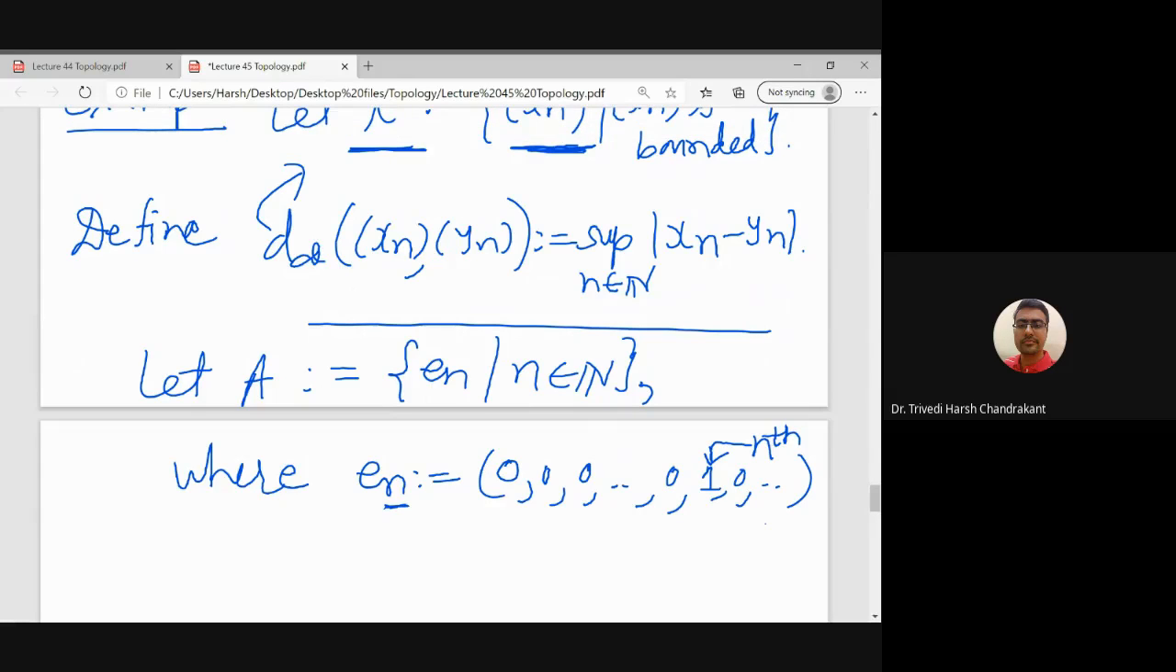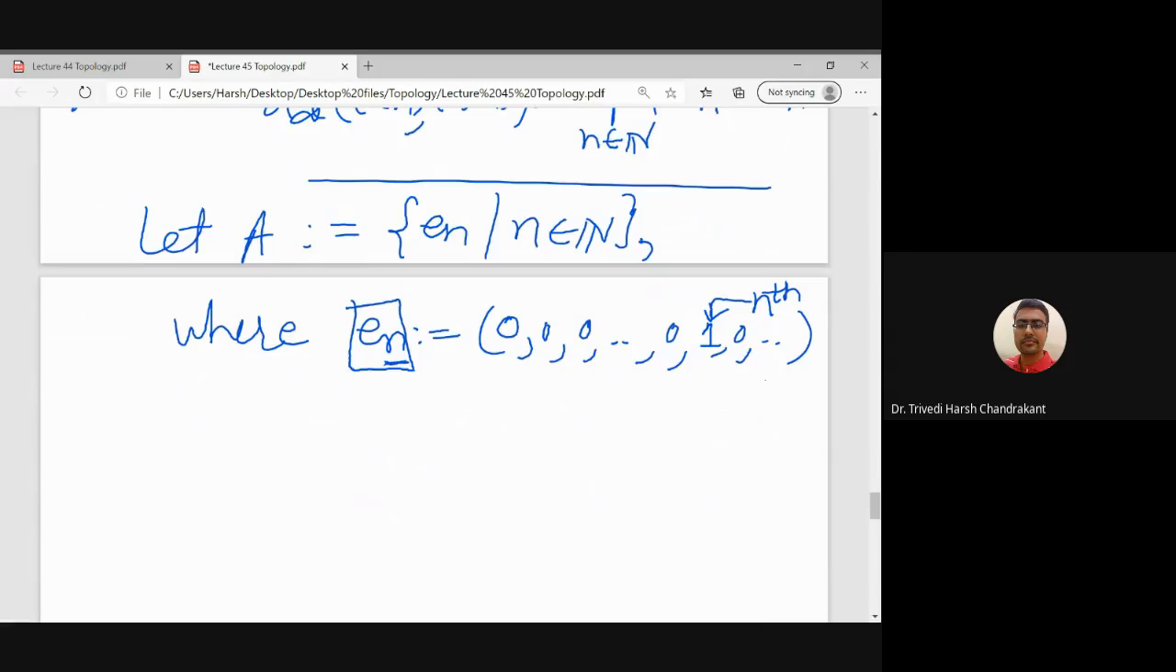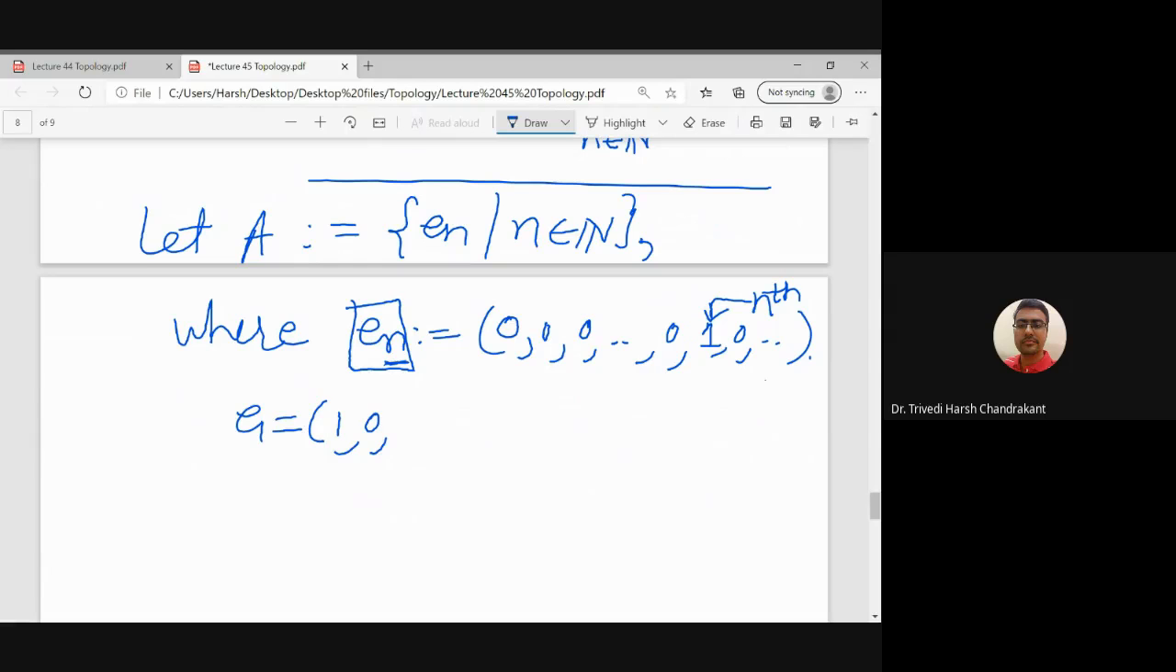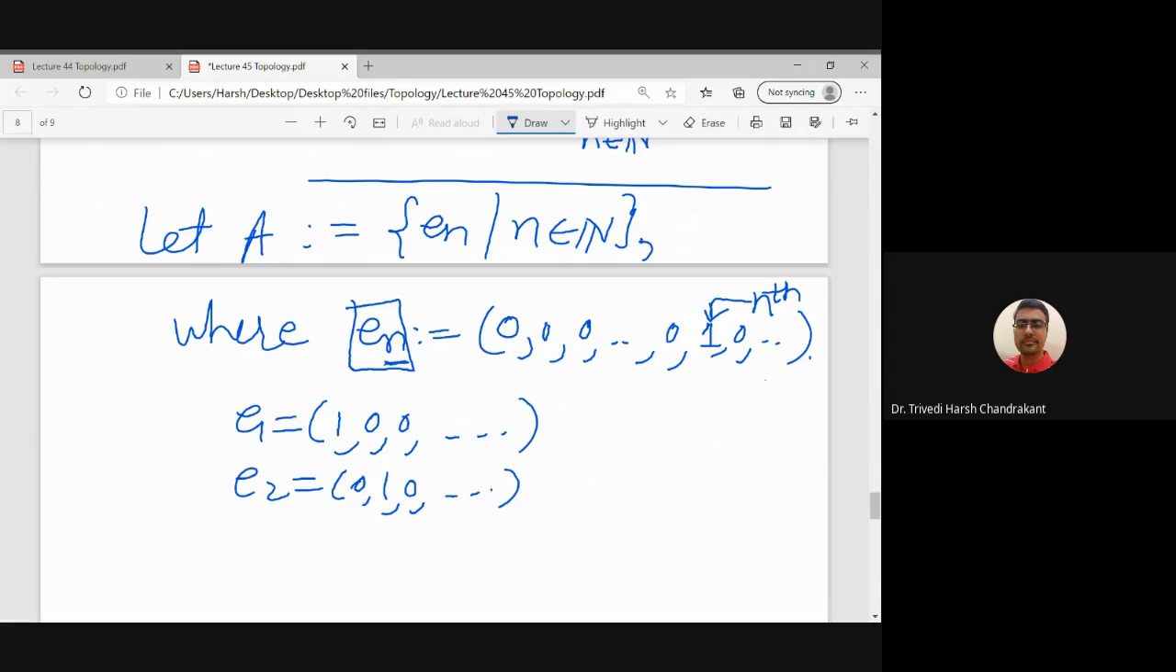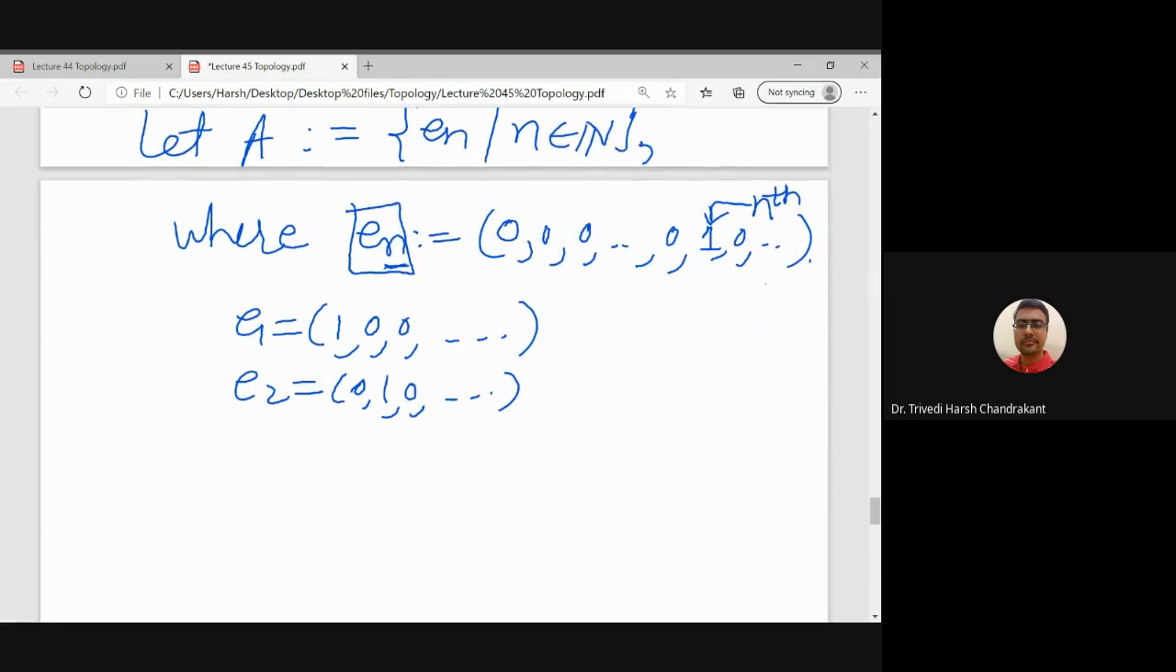So what is E_n? E_n is the sequence whose nth coordinate is 1 and all other coordinates are 0. We are considering the set A consisting of all these sets E1, E2, ..., En. So what is E1? E1 is basically 1, 0, 0, and so on. E2 is 0, 1, 0, and so on, in that way. So it is kind of a generalization of the orthonormal basis of R2.